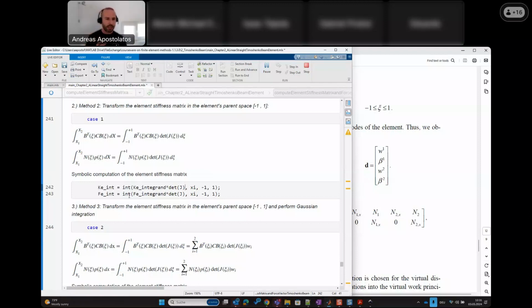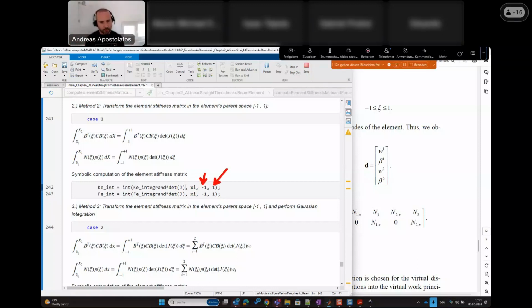So in this case, please bear in mind and don't use the parent space because you see even for one element, it takes really long to compute. Again, it doesn't leverage the Gauss integration. That's the reason why, but it does automatically the integration for you. So we need to provide here the integrand times the determinant of the Jacobian and the space where we integrate, which is basically the -1 to 1 space, because that's our parent space here, psi. It runs from -1 to 1.